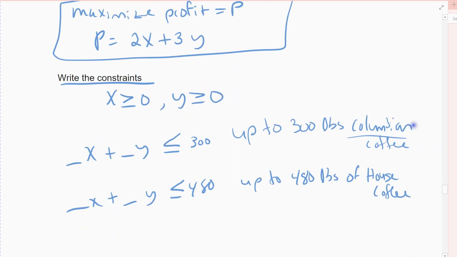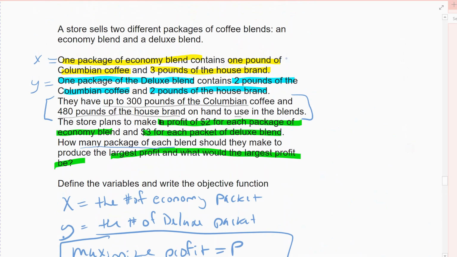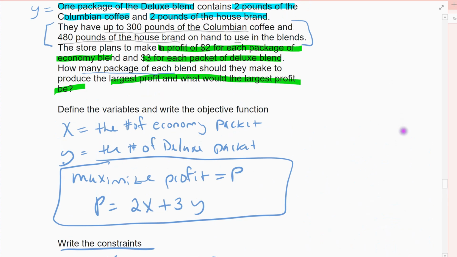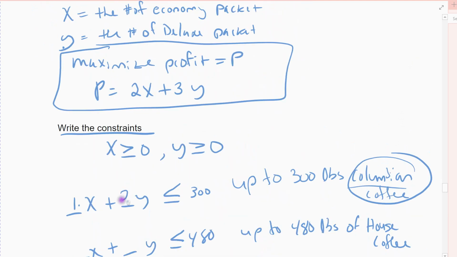Alright, so the first equation stands for the Colombian coffee they have. So they have up to 300 pounds of Colombian coffee, so when they blend it, they can only use up to 300 or fewer. And so this has to do with the Colombian. So when they put together the economy, how much Colombian do they use? Well, the economy uses 1 pound of Colombian, so 1x. And I'm going to write in the 1 times x right now. I'll probably end up erasing that because 1x is just x. And then the Colombian for the deluxe is 2 pounds of Colombian, so this is 2.